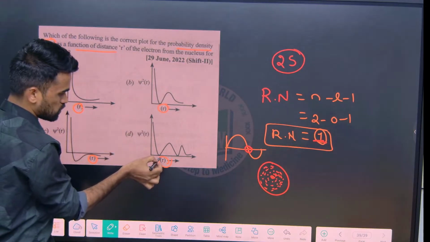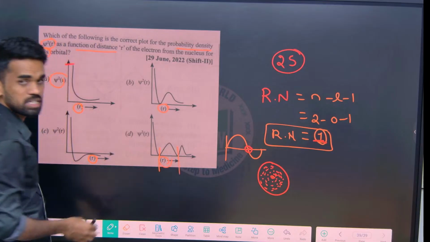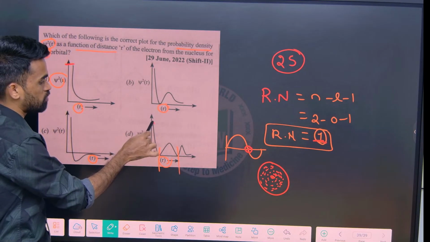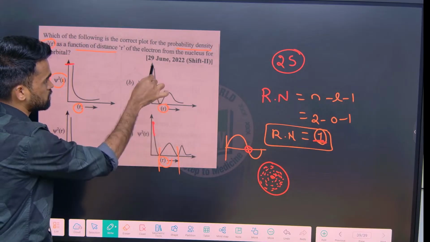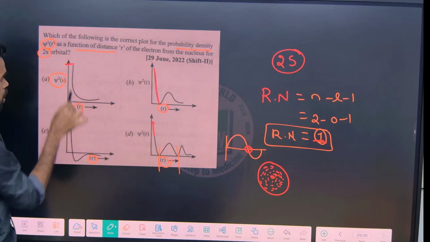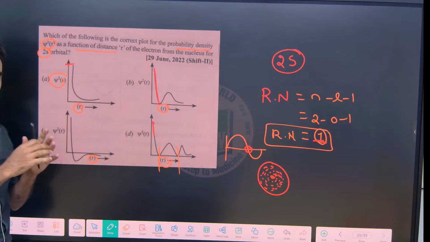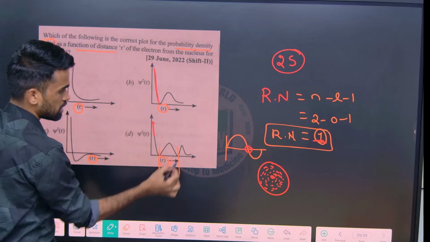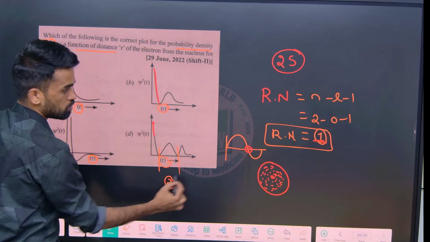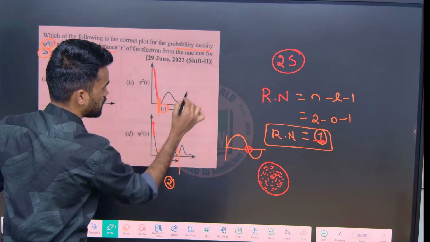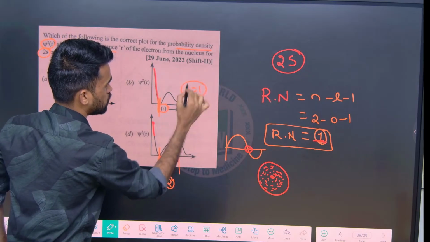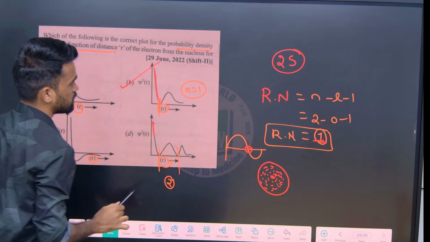If you observe this fourth graph, it touches 2 times, and the s orbital graph must start from the maxima. Yes, all graphs are starting from maxima. So let us understand how many nodes are there here. Here there are 2 nodes, but how many do we require? Only 1. So how many times is it touching here? Only 1 time. So radial nodes here are 1. So the perfect answer for the question is 2.